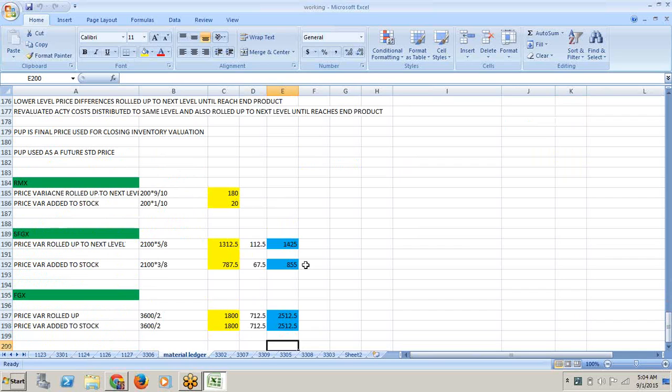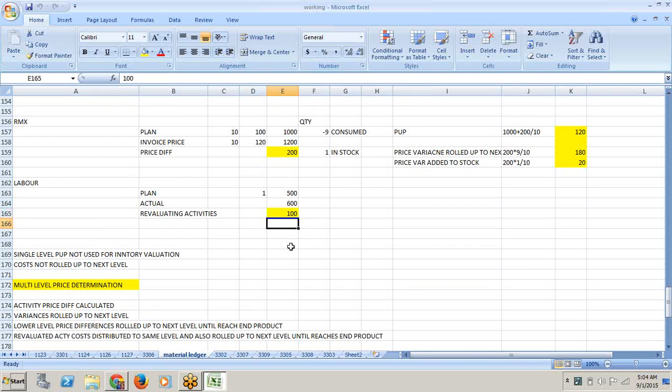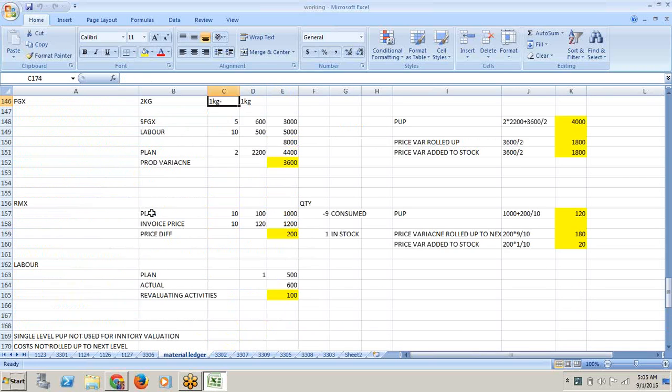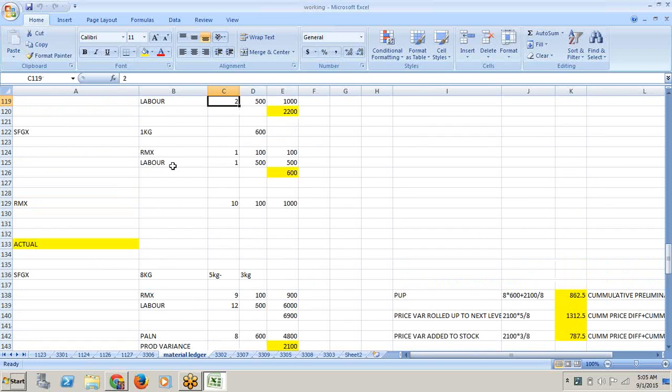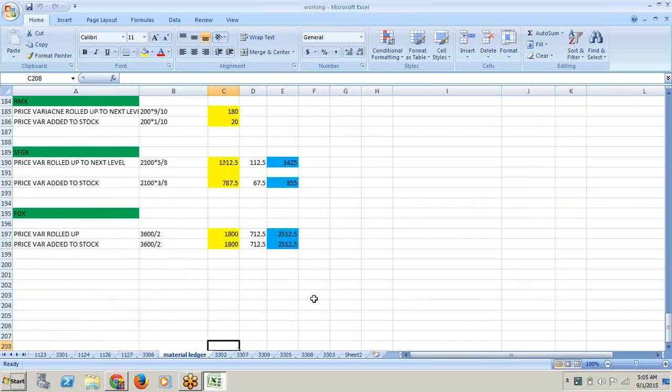Now when it comes to this revaluation of activity, we use activities not at the time of raw materials but at the time of the finished product and the semi-finished product. To manufacture this semi-finished product, how many labor hours do we require? One hour per unit. When it comes to actuals, we are using 12 hours.